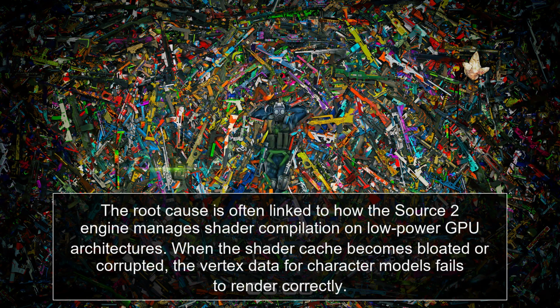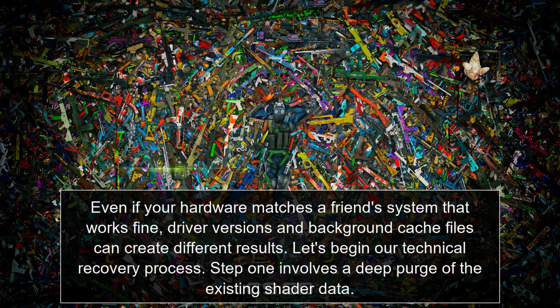The root cause is often linked to how the Source 2 engine manages shader compilation on low-power GPU architectures. When the shader cache becomes bloated or corrupted, the vertex data for character models fails to render correctly, leading to the spiky or broken visuals you see. Even if your hardware matches a friend's system that works fine, driver versions and background cache files can create different results. Let's begin our technical recovery process.